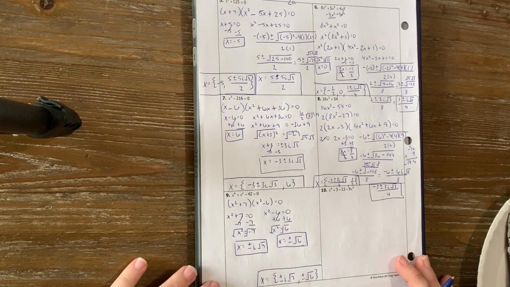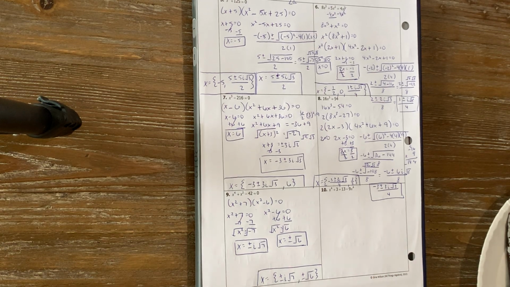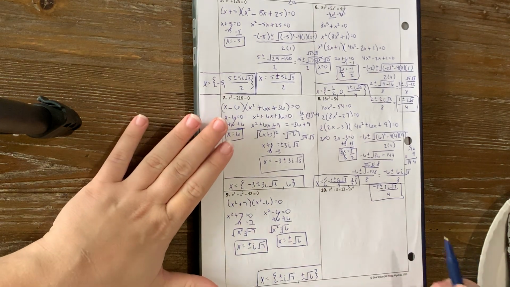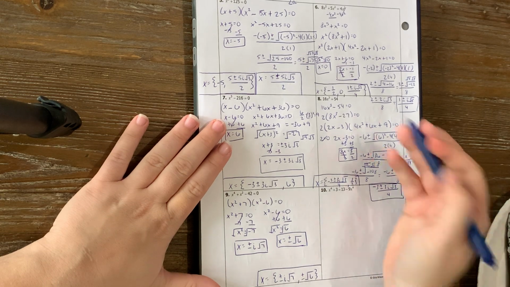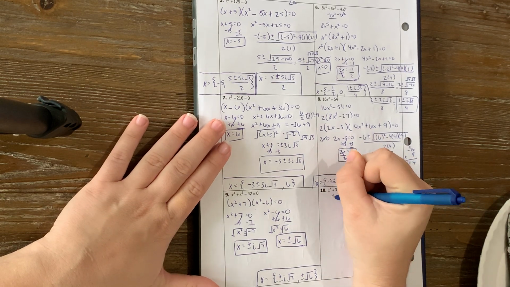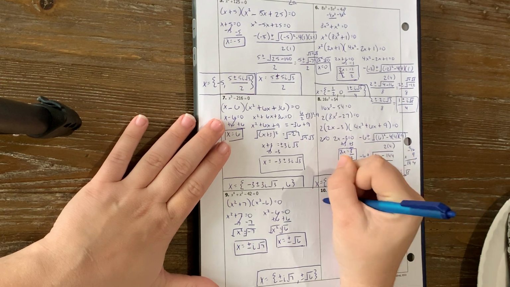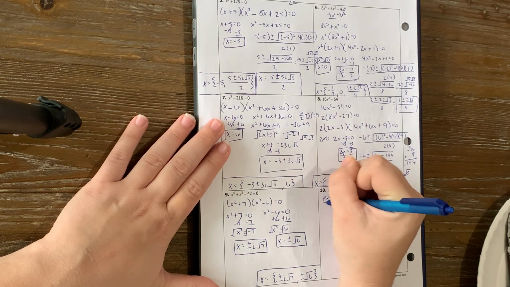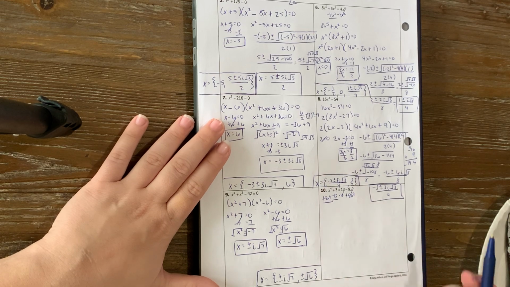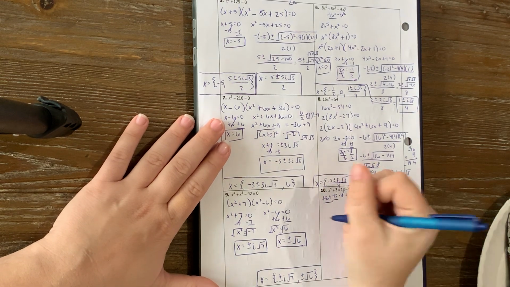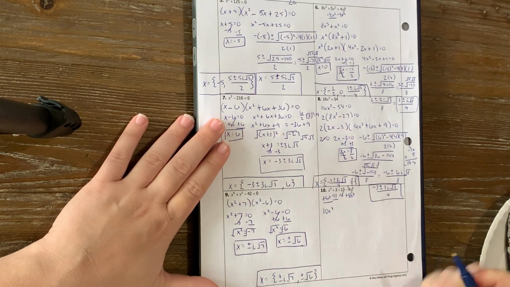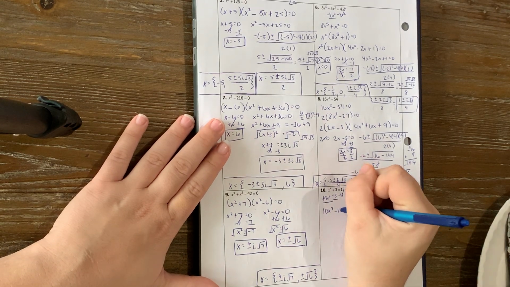Okay. All right, number 10. So we want to move everything over to the right side over here. So subtract 13 over and add 9x to the 4th over. So x to the 4th and 9x to the 4th becomes 10x to the 4th, and 3 and negative 13 becomes negative 10.